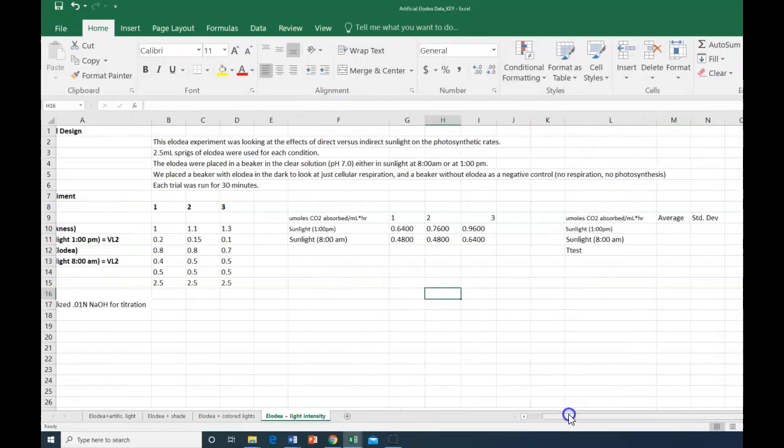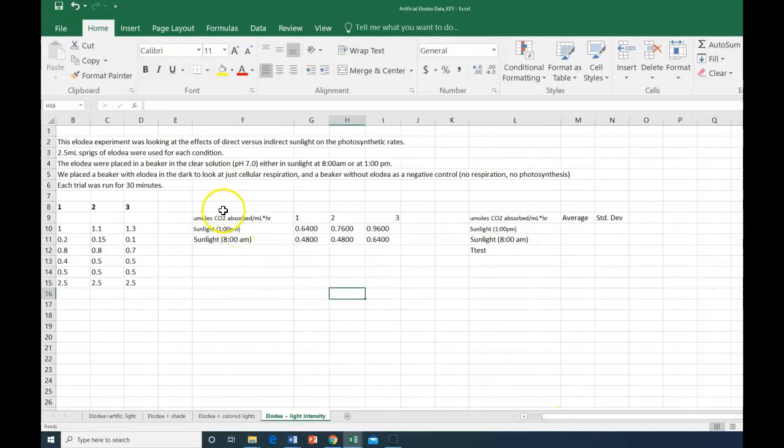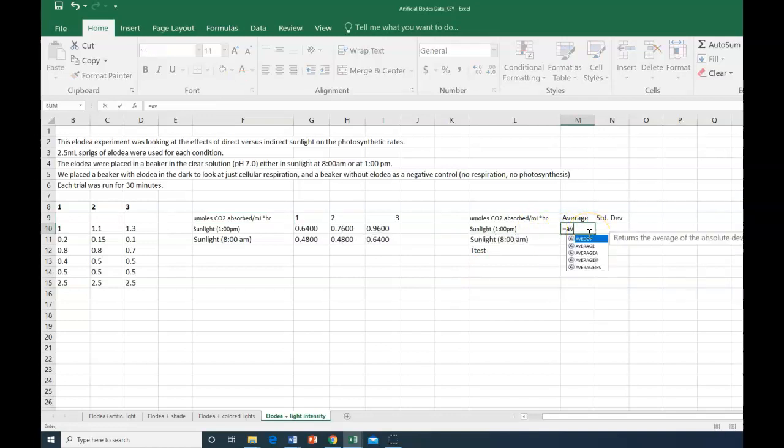Either way. All right, so now we have our results of the micromoles of CO2 absorbed per mL per hour for trial 1, 2, and 3, looking at sunlight early in the morning or sunlight at early afternoon. But what we need to do now is plot the average of these results. So go ahead and let's do our functions.